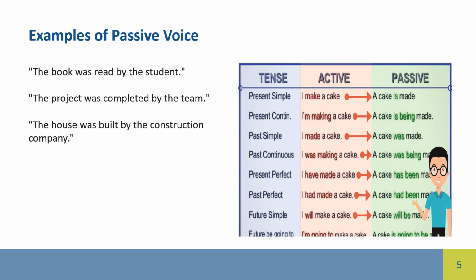From the present simple tense: I make a cake. A cake is made. In present continuous tense: I am making a cake. A cake is being made. Past simple tense: I made a cake. A cake was made. In past continuous tense: I was making a cake. A cake was being made. In future simple tense: I will make a cake. A cake will be made.